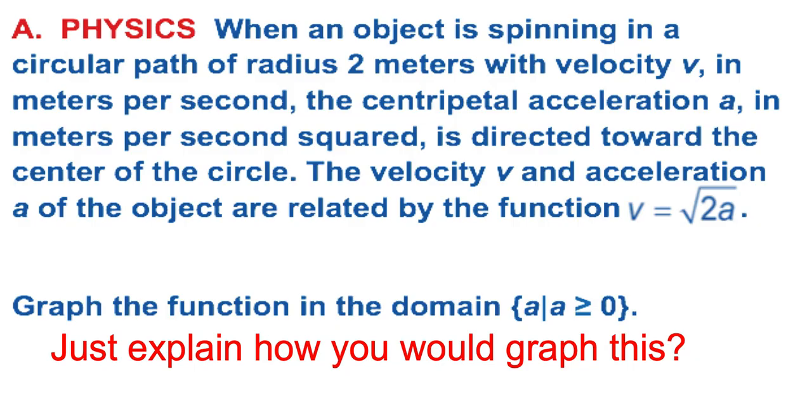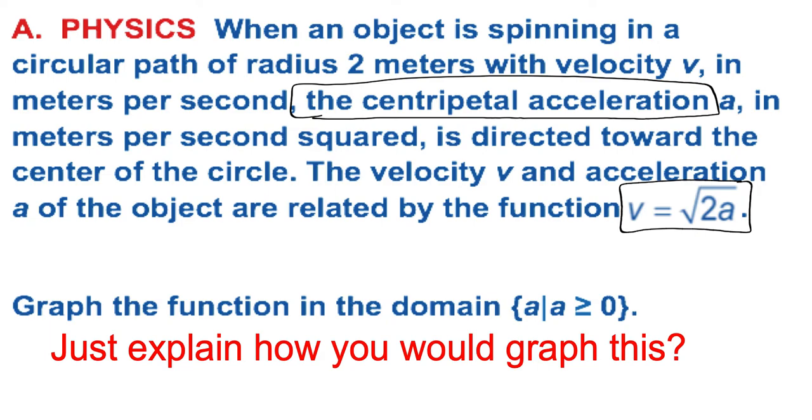So the next thing we're looking at is a little bit more difficult with these. So we have a big question here that has to deal with physics, all right? So an object is spinning in a circular path of a radius 2 meters with a velocity v in meters per second, the centripetal acceleration a in meters per second. So this is a lot of stuff here, okay? So I think most people have heard about something like this, centripetal force or centripetal acceleration. So here's a real-world application for this. That's things spinning in a circle. And this is the equation that you're looking at.